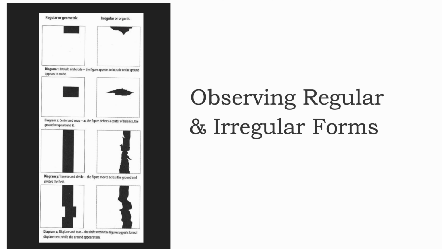The third, we have traverse and divide. It looks like the figure moves across the ground and divides the field. And then number 4, we have displace and tear. The shift within the figure suggests lateral displacement while the ground appears to be torn.